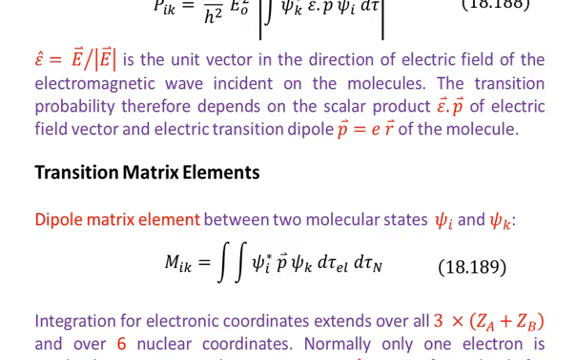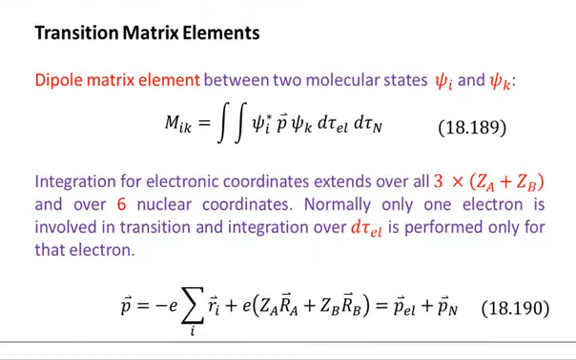Transition matrix elements. Dipole matrix element between two molecular states psi i and psi k is defined by M_ik, the dipole matrix element, equal to the double integral of psi i star, vector P, which is the electric transition dipole, then psi k, d tau_e. This d tau_e corresponds to the electron, and d tau_N corresponds to the nucleus.